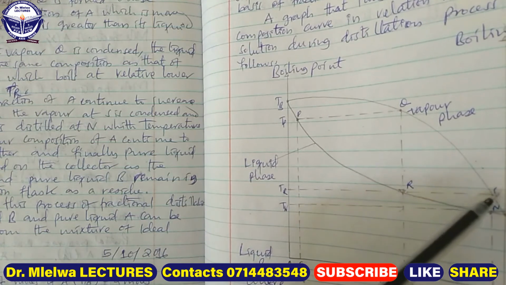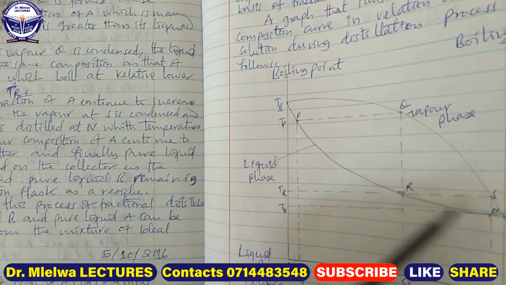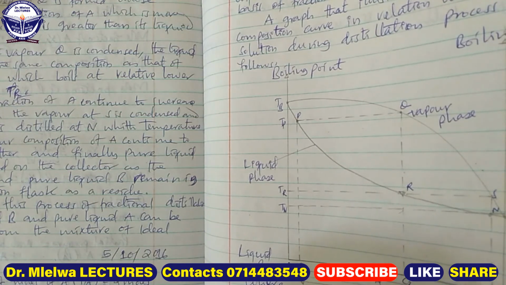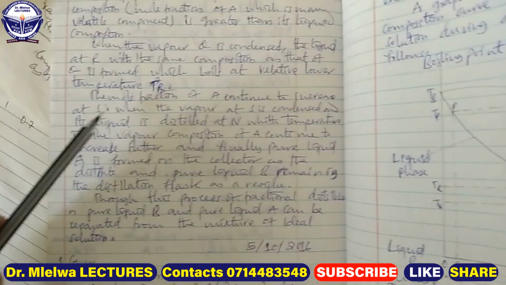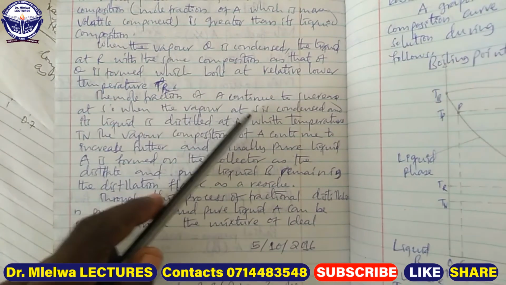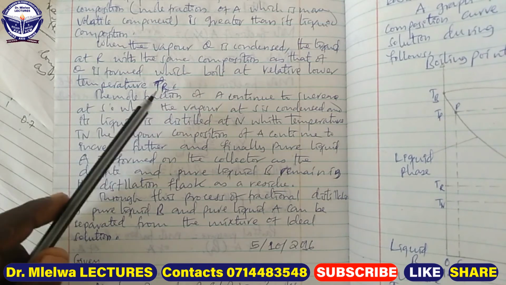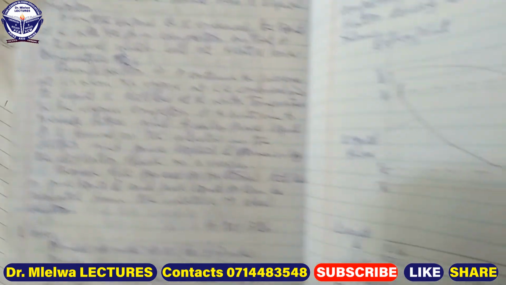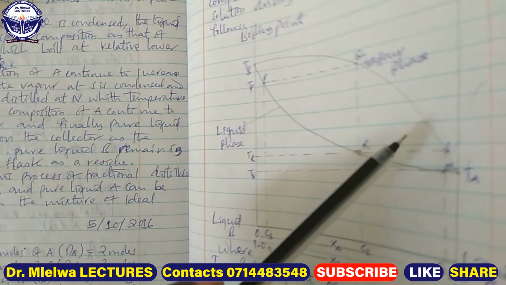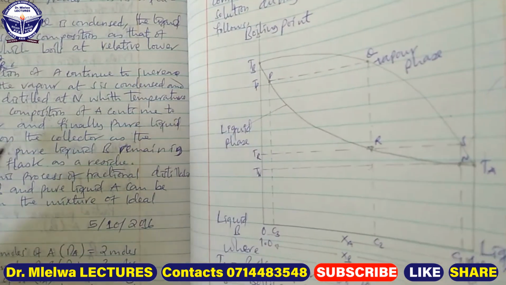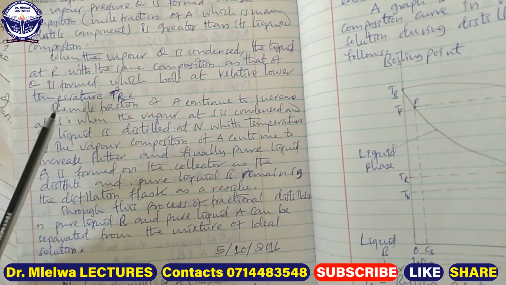So unaona liquid R anapatikana, lakini huyu liquid R anaboil kwenye temperature ambayo ni slightly lower Tr. Tukimboil huyu liquid R tunapata nani? Tunapata S mwenye different composition as compared to R. Na S ameongezeka kwenye A, yani ana A nyingi tukimcompare na yule R. So nasema kwamba the mole fraction of A continues to increase at S. Tukiboil R tunampata S, na mole fraction ya hii liquid A inazidi kuincrease.